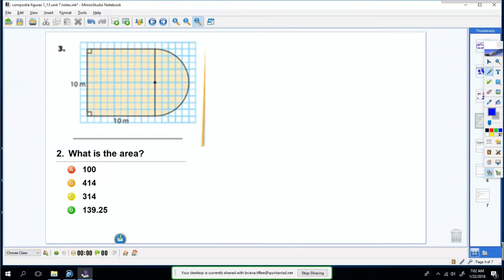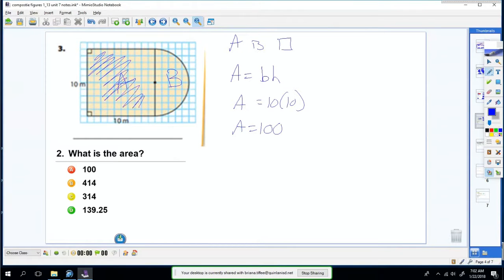All right, let's try another one. All right, so I'm going to label this A. I'm going to label this B. So A is a square or a rectangle. It does not matter. An area of a rectangle or square is just base times height. The base here is 10 and the height here is 10. So 10 times 10 is 100. All right, well, I'm going to take a second. So I know that this area is 100, but I have to add another area to that.